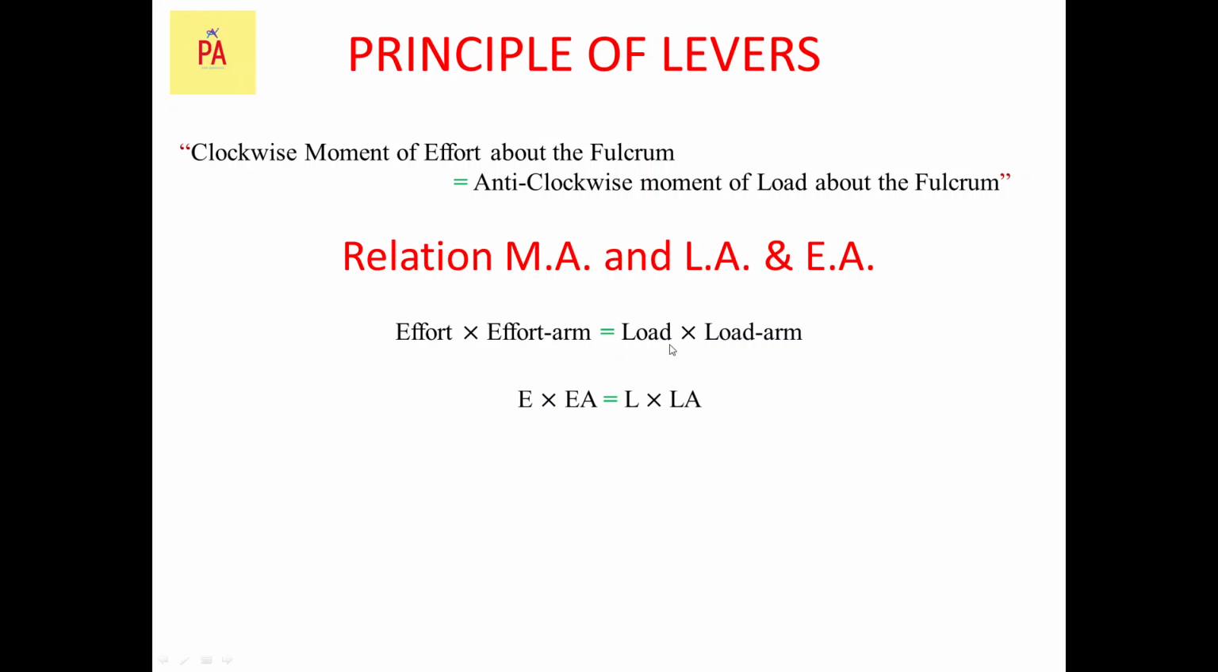If I go for the abbreviations now, E into EA, I have neglected those points to make it much easier for you to understand. So even in ICSE you can write in the same way, there is no issue. E into EA equals L into LA. If I do this cross multiplication and arrange it in such a way, we will get EA by LA and L by E. Now mechanical advantage, as we have discussed in earlier videos for simple machines, equals load by effort, and here we are getting another expression for levers, especially: effort arm by load arm.